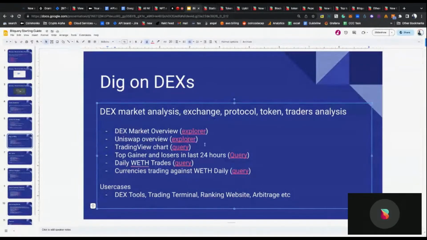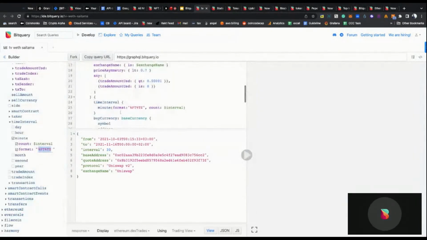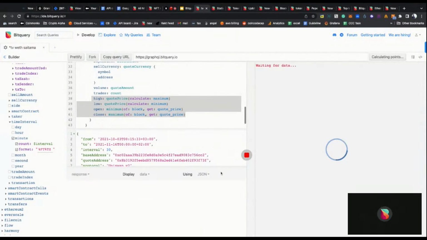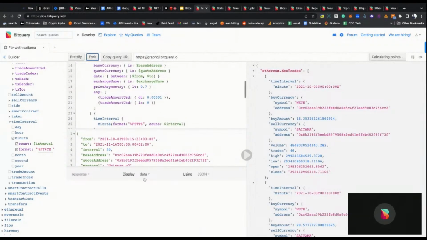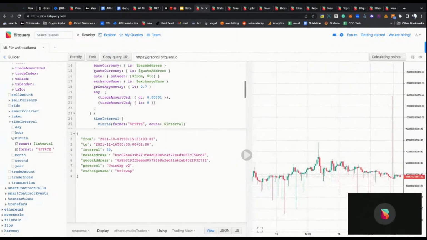So it's interesting to actually dig into it, and we have a very small integration with TradingView. So you can write a simple OHLC query, which is open, high, low, close, and you can hit the API to see the data. Let me show you. So this is Saitama and WETH data for a specific time period, and you can actually visualize it in a TradingView chart here. So this is a TradingView chart.